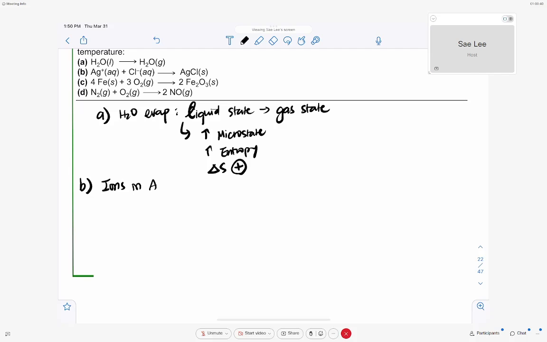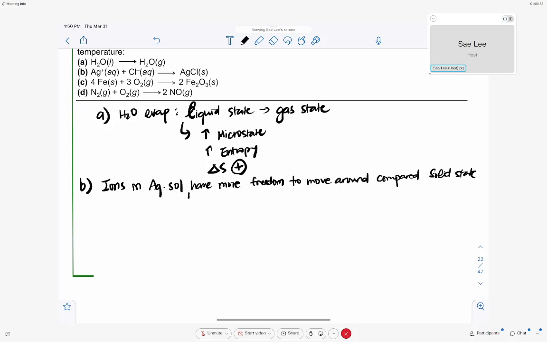Ions in aqueous solution have more freedom to move around compared to solid state. So therefore, a decrease in microstates, a decrease in entropy, delta S is going to be negative.